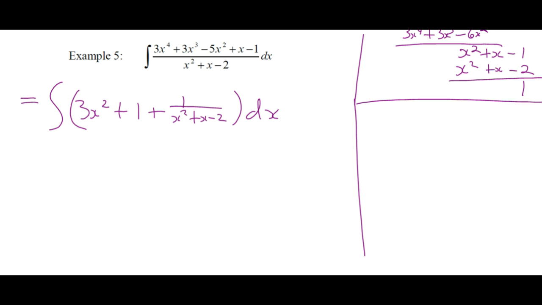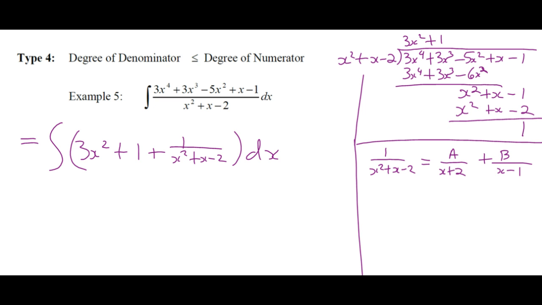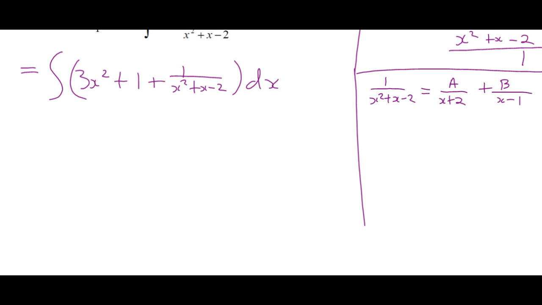So we want to do 1 over x squared plus x minus 2. How does that factor? x plus 2, x minus 1? Okay, so we're just doing partial fractions again, right? Actually, we're just doing partial fractions. So a times x minus 1 plus b times x plus 2 is equal to 1.